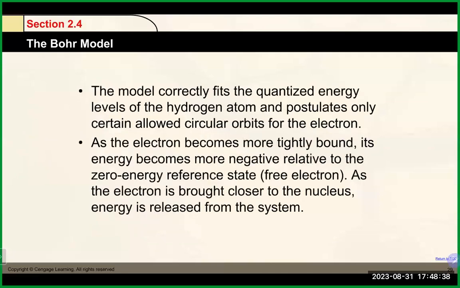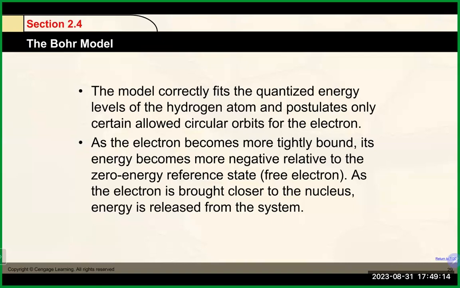So Bohr's model, as we mentioned, correctly fits the quantized energy that we do see in hydrogen. An electron is bound to the nucleus because the nucleus is overall positively charged and electrons are negatively charged. So there is some attraction between the orbiting electron and the positively charged nucleus. As an electron is brought closer to the nucleus, energy is released from the system.